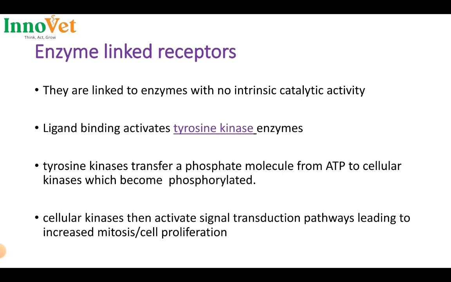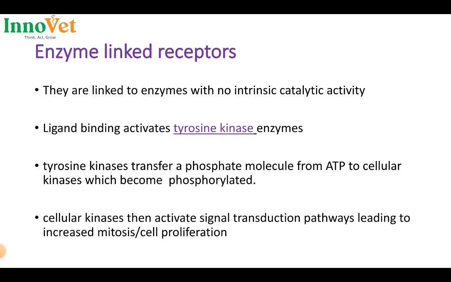So let's go to the third family, which is the enzyme linked receptors. These receptors are linked to enzymes that don't have intrinsic catalytic activity. An example of these enzymes is tyrosine kinase. So when a ligand binds to the receptor, it will activate tyrosine kinase, which is actually linked to the receptor.